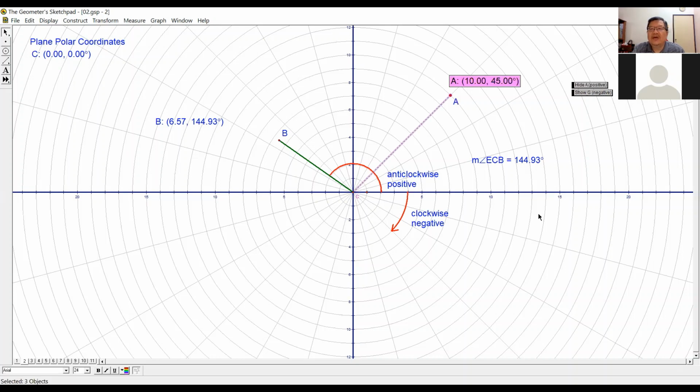We look at this point A here. This point A is 10, 45. What does that mean? Positive 45. It means that from the x-axis, I turn anti-clockwise 45 degrees, then I shoot out 10 units. Sometimes it can be 10 meters, or if it's not defined, then we just say 10 units. So this defines the point A. The coordinates of A are 10, 45.